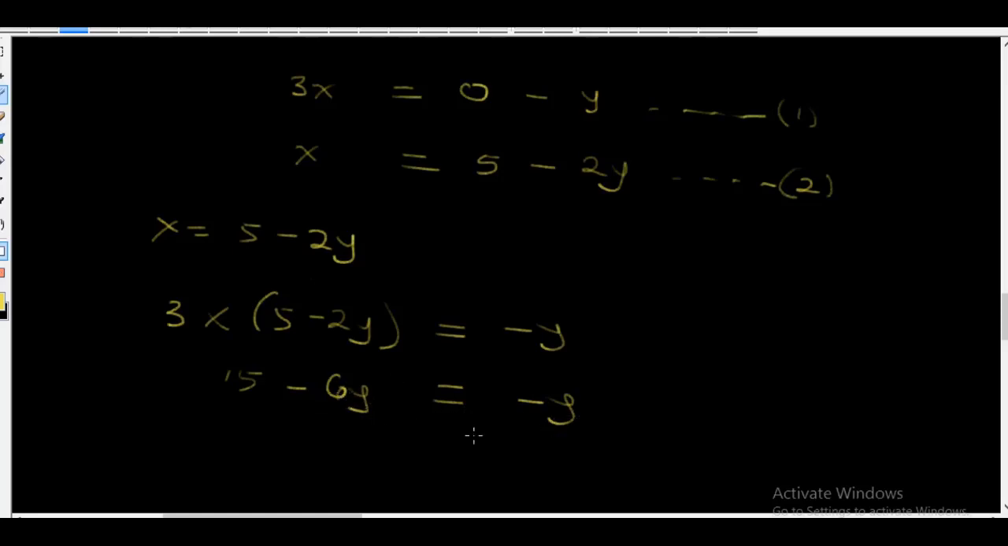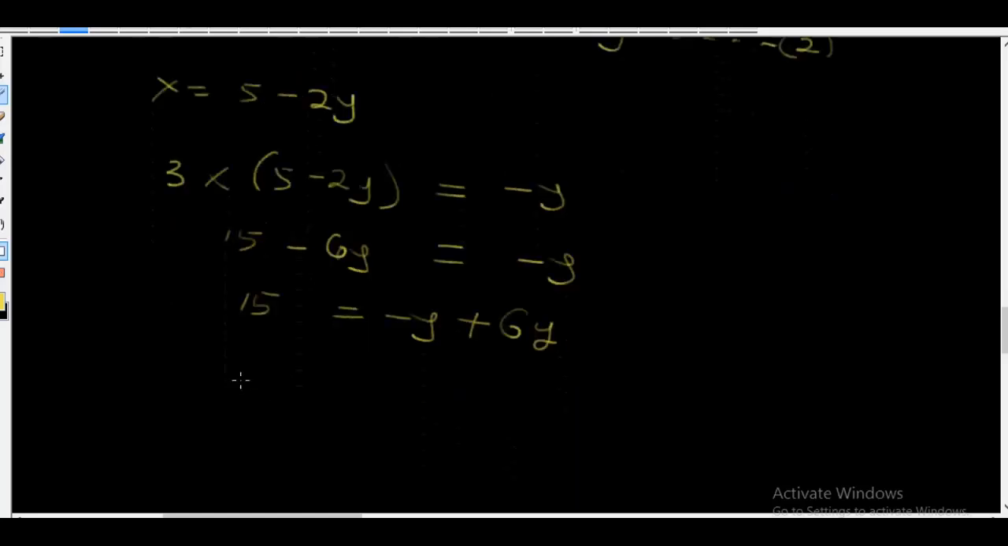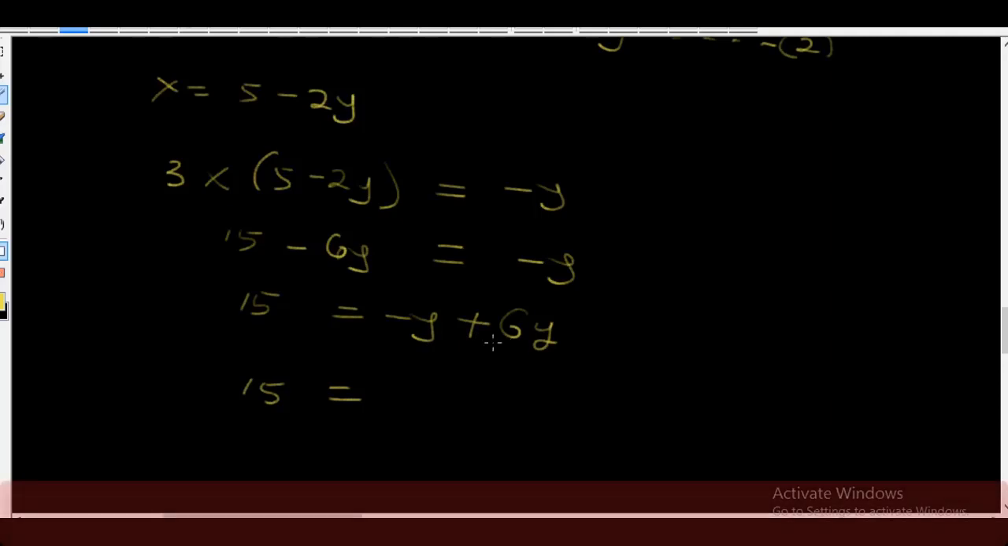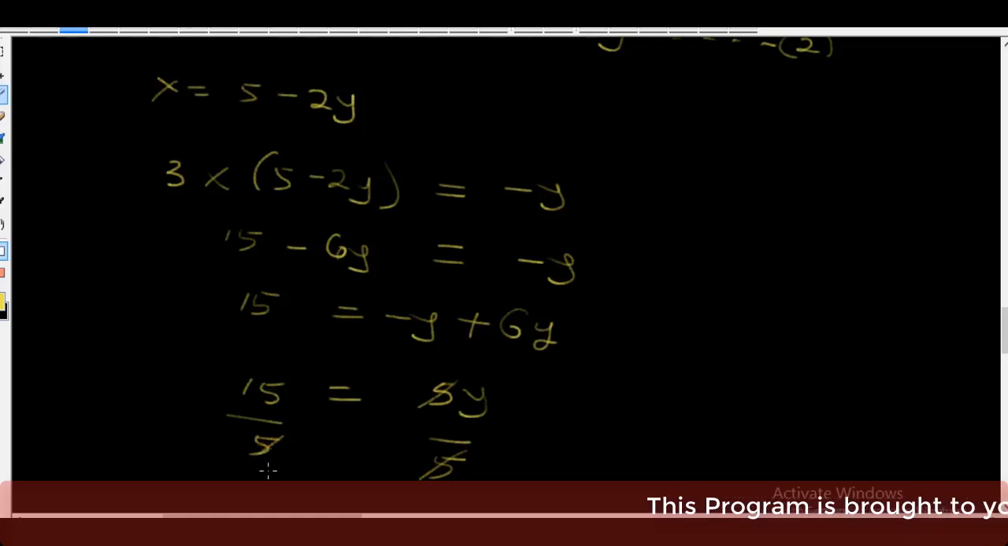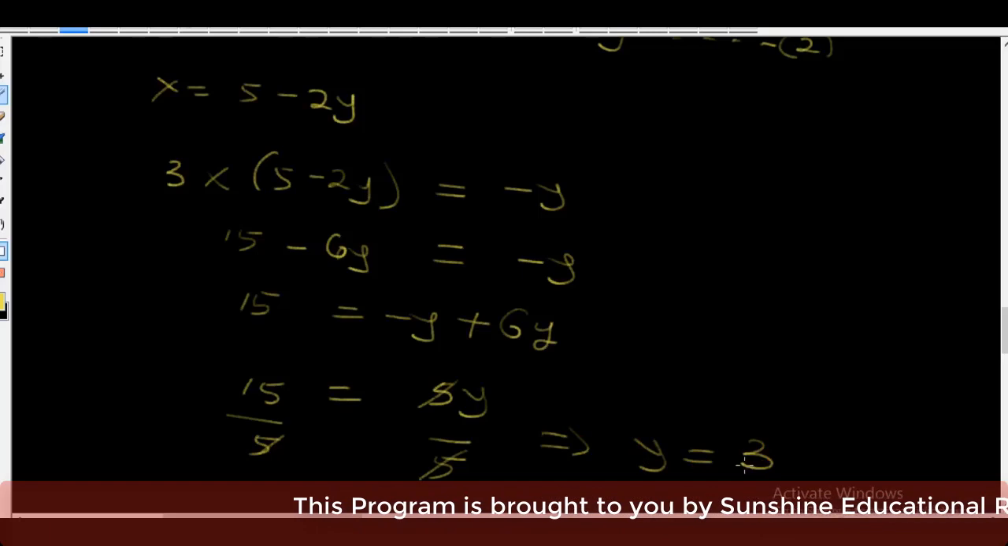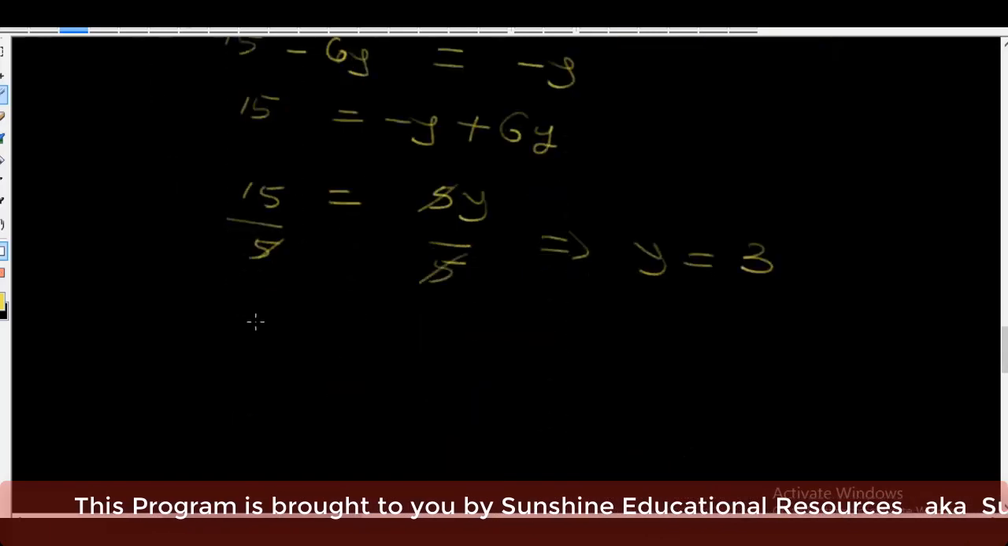Now take this y to the other side. 15 is equal to minus y plus 6y, which is equal to 5y. So divide this side by 5, divide this side by 5. We cancel 5. 5 here, 1, 15 divided by 5 here, 3. So therefore y is equal to 3.